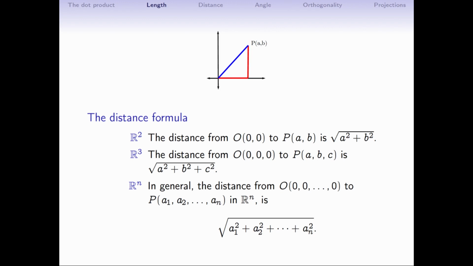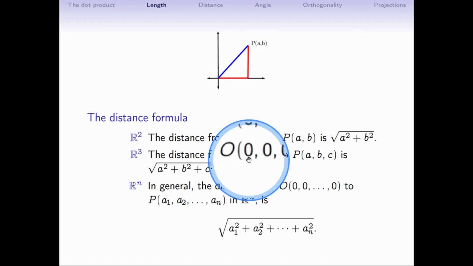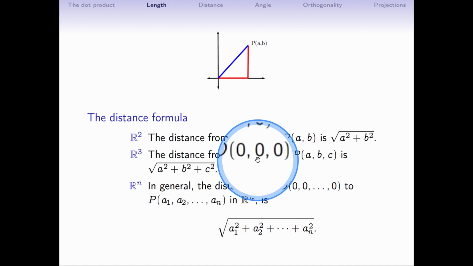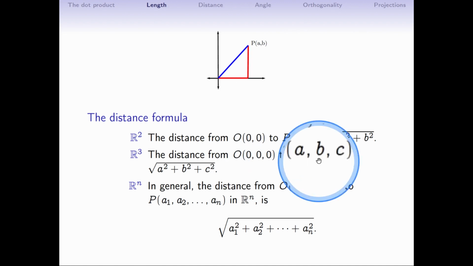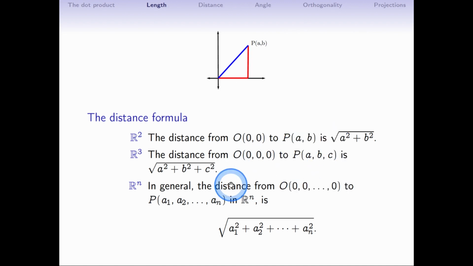Now, if you're very careful, you can lift that result out of the plane and into three-dimensional space, and you can easily show that the distance from the origin in R3 to a point with coordinates a, b, and c is given by the formula the square root of a squared plus b squared plus c squared. In other words, you just sum the squares of the coordinates and then you slap on a square root, and that gives you the distance from the origin to that point P with those coordinates.